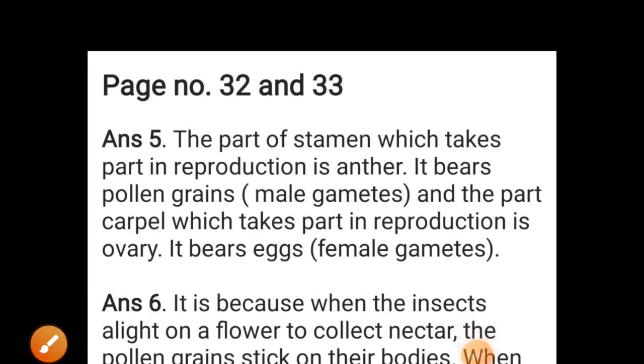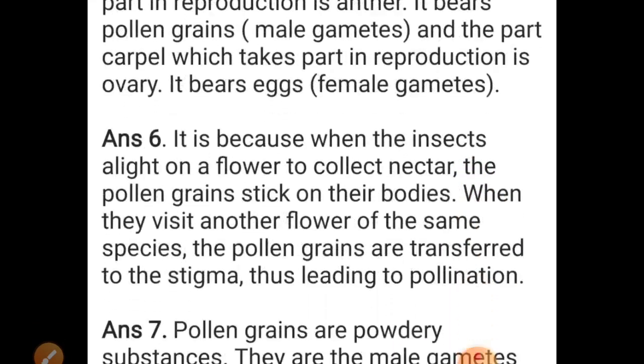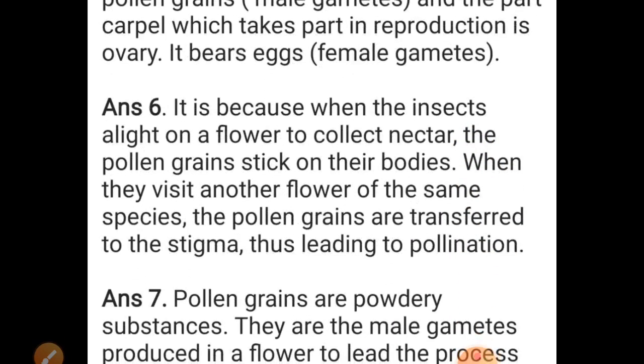Now, question number 6, it is on page number 33. Why do insect pollinated flowers produce nectar? It is because when the insects alight on the flower to collect nectar, the pollen grains stick on their bodies. When they visit another flower of the same species, the pollen grains are transferred to the stigma, thus leading to pollination.